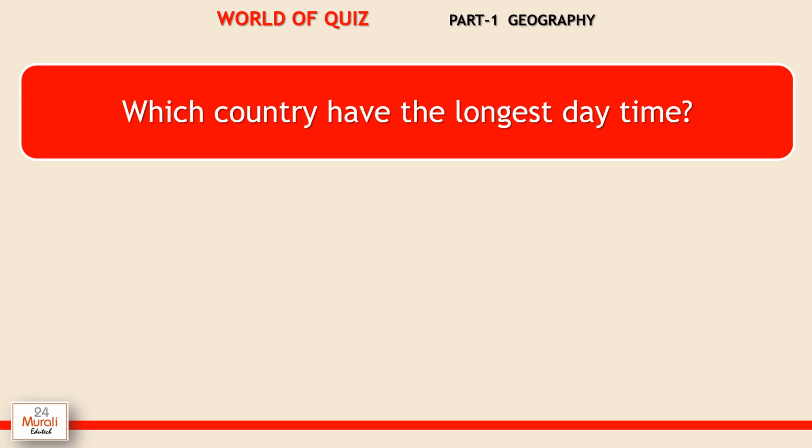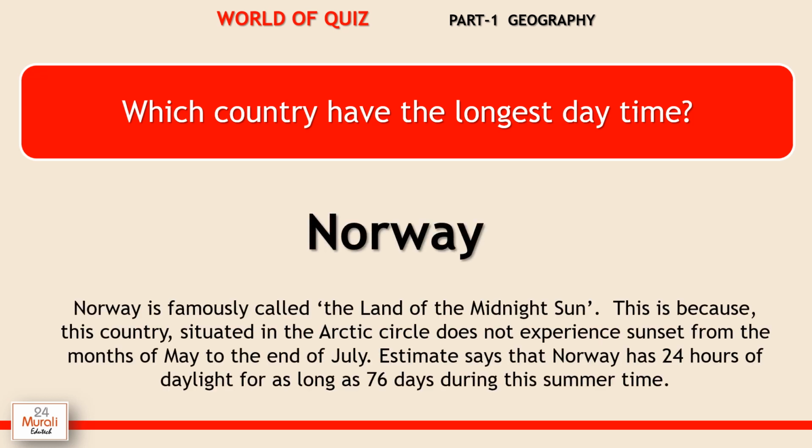Which country have the longest daytime? Norway. Norway is famously called the land of the midnight sun. This is because this country, situated in the Arctic Circle, does not experience sunset from the months of May to the end of July. Estimate says that Norway has 24 hours of daylight for as long as 76 days during this summertime.